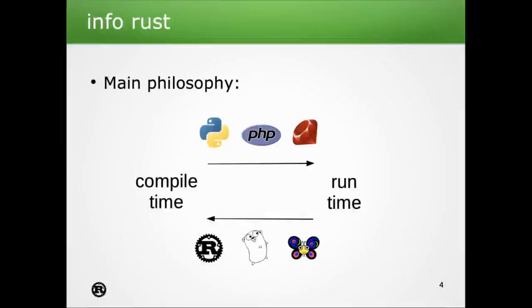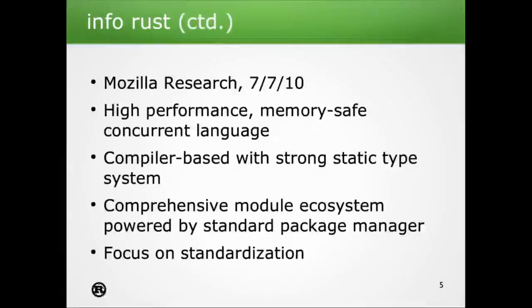So the idea and the main philosophy behind Rust, to some extent, is moving anything in terms of checking that can be done, that is normally done at runtime, right to compile time, meaning that you cut down on overall development time. Some more information. Rust has just turned 10. The first contribution was done by Mozilla Research on the 7th of July, 2010.